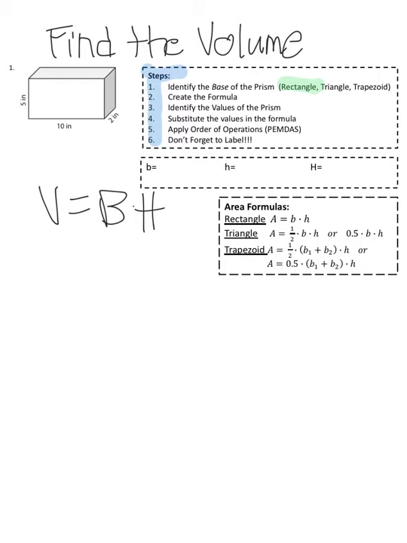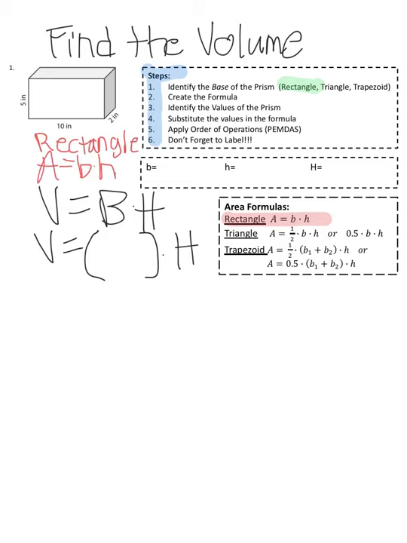Alright, so we know that the formula for volume is volume equals big B times big H. And big B represents the area of the base. So what kind of base are we dealing with? Well, we said a rectangle. So what is the area of that base? Well, the area of a rectangle is base times height. So instead of putting the big B, which represents the area of the base, we know that is little b times little h. So the formula for volume of a rectangular prism is little b times little h times big H. So step 2 is done.